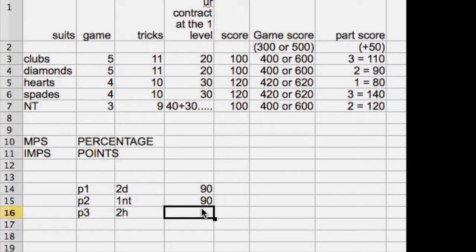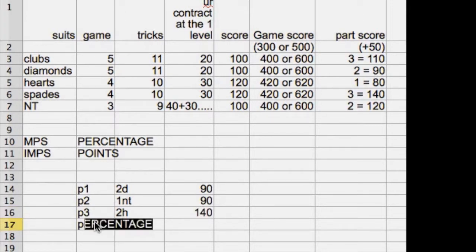And they made an overtrick. So, an overtrick in a part score, all you do is add that score to it. You see that 30? So to make 1 is 80, to make 2 add 30 is 110, to make 3 is 140. So it's 140, that's it.